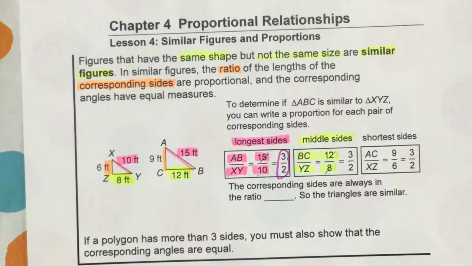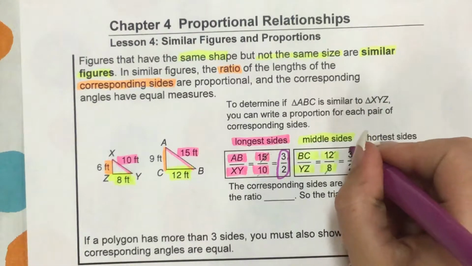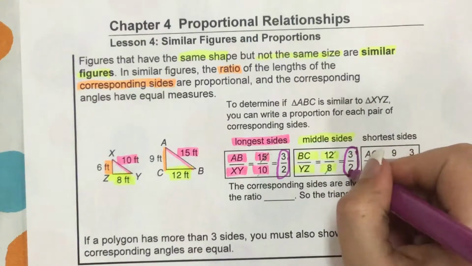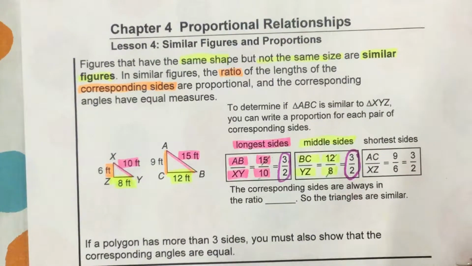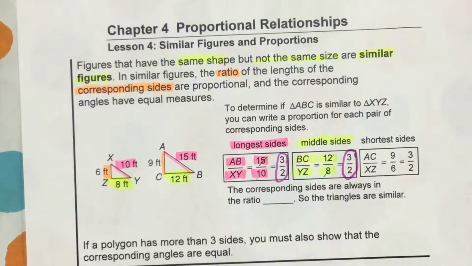And if you notice, the ratio here is also 3 over 2. Okay, so we have 3 over 2 here, 3 over 2 there. Okay, so let's do the shortest side.